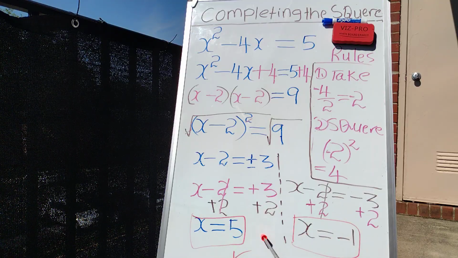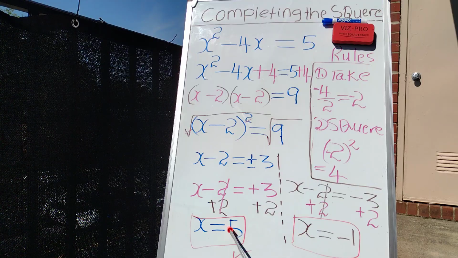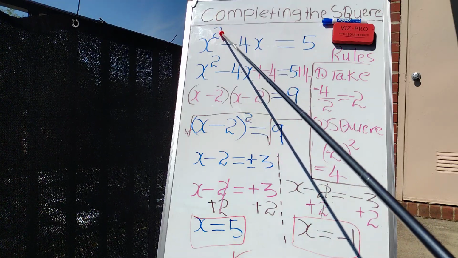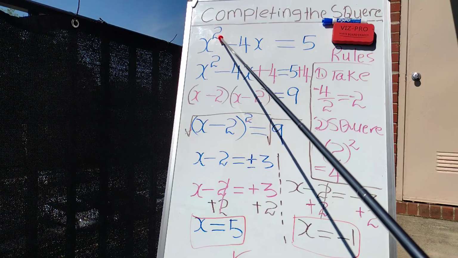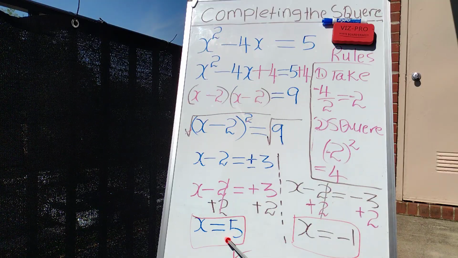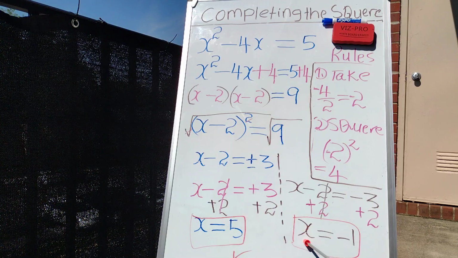So we are having two different answers because of this x squared. The x squared makes it a quadratic equation, and it says you have to have two different answers.